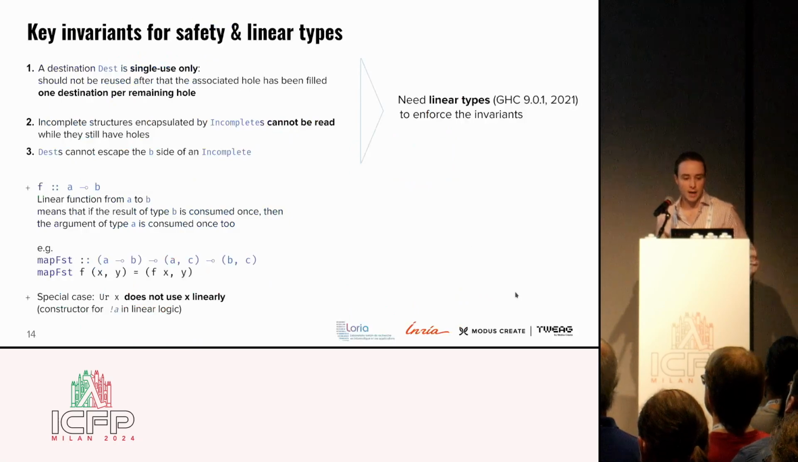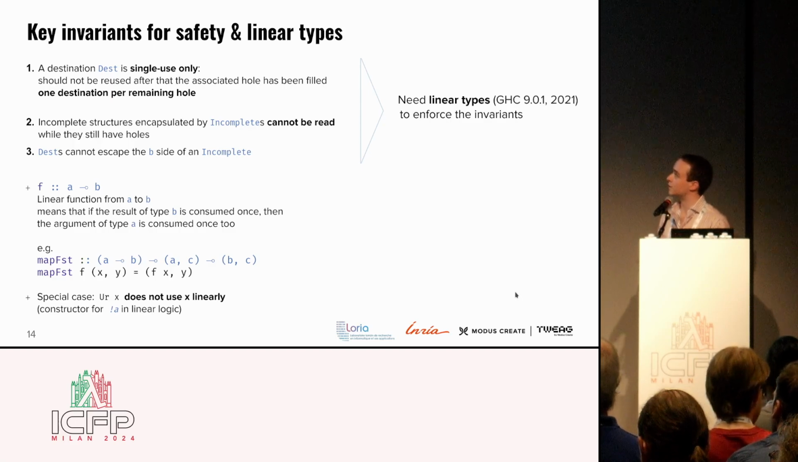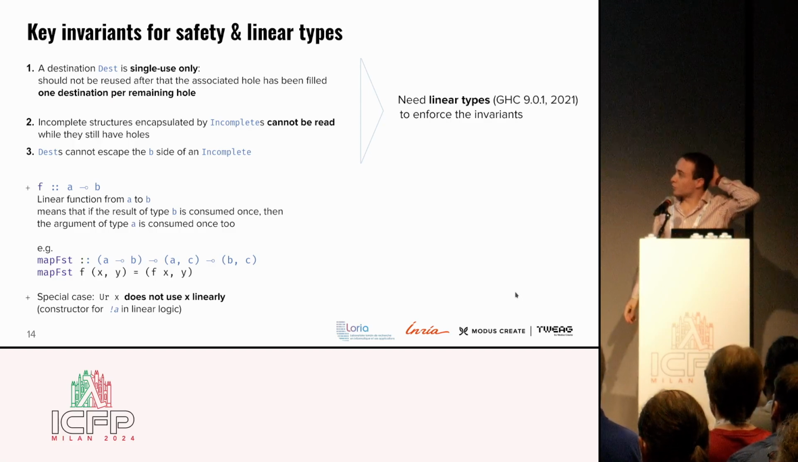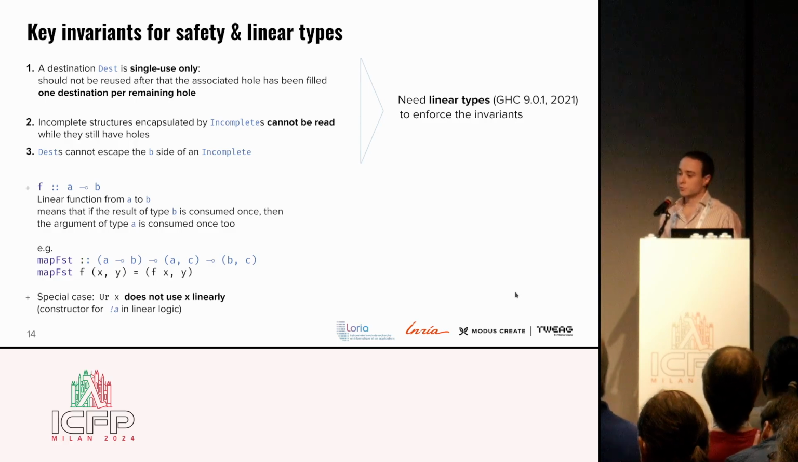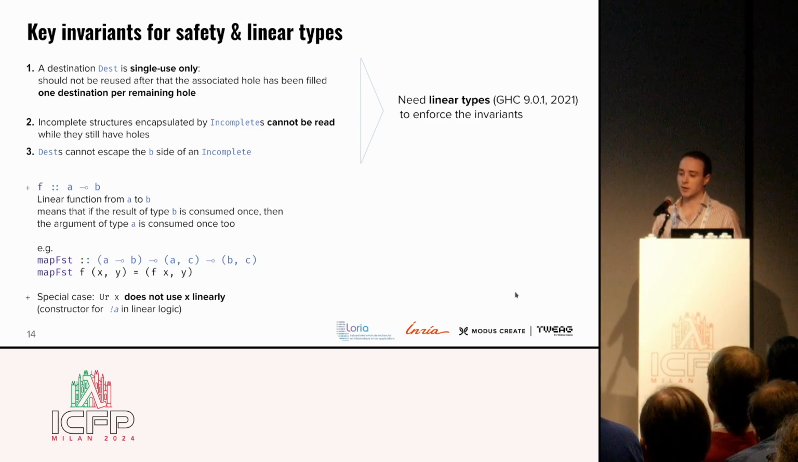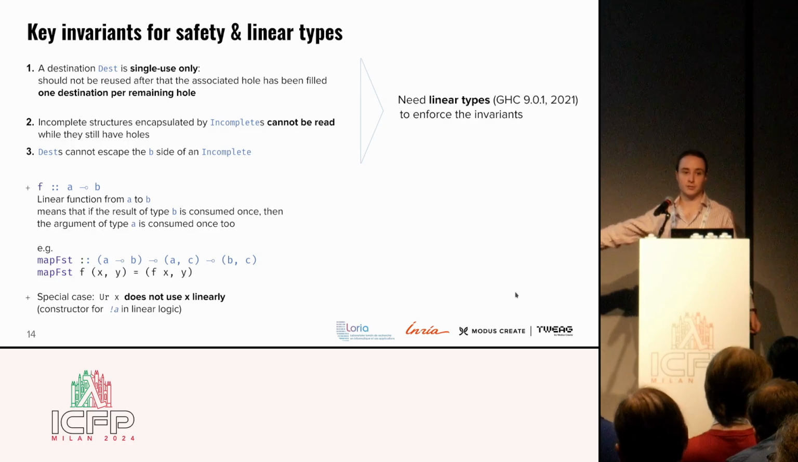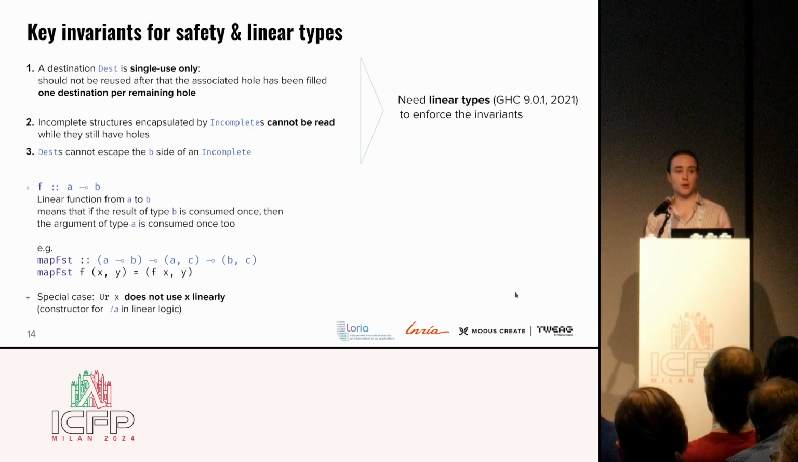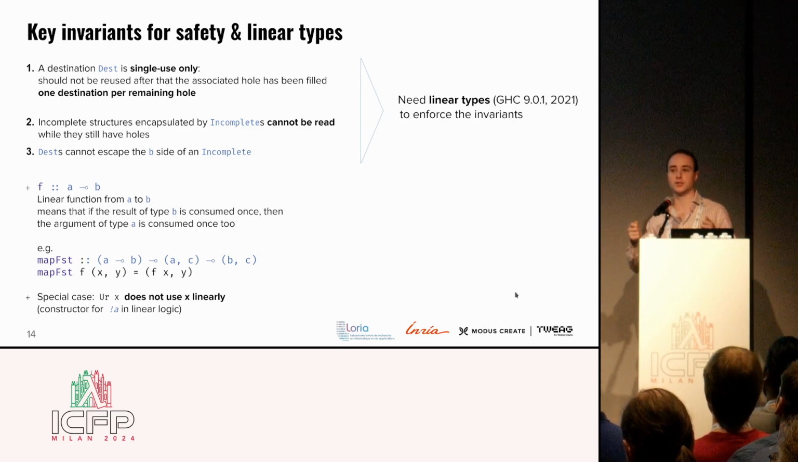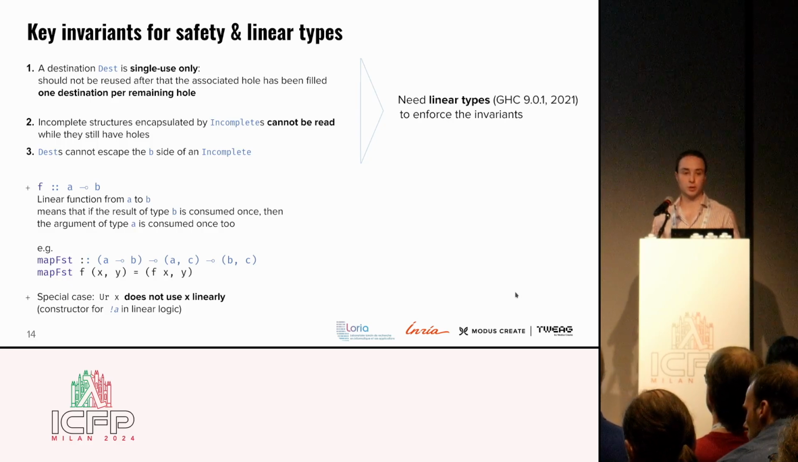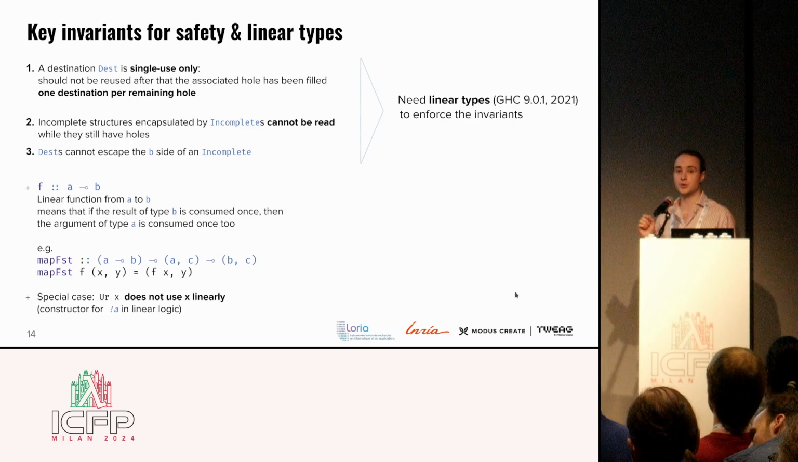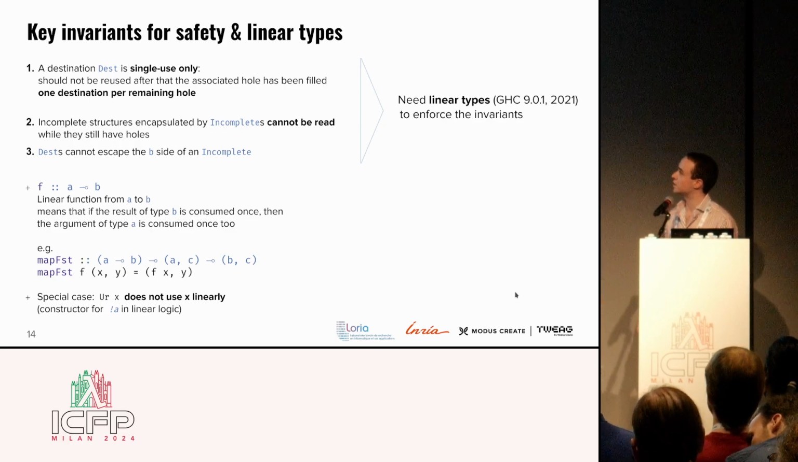So now it's time to make it safe, and one good thing for that is to use linear types. So we have three main invariants we need to enforce. First one, a destination should be single use only. We should not reuse a destination after it has been used, because we still want a write once model. We don't want to break immutability. And also, we should make sure a destination is used at least once, because if it wasn't, there could be a hole inside the structure that is left.